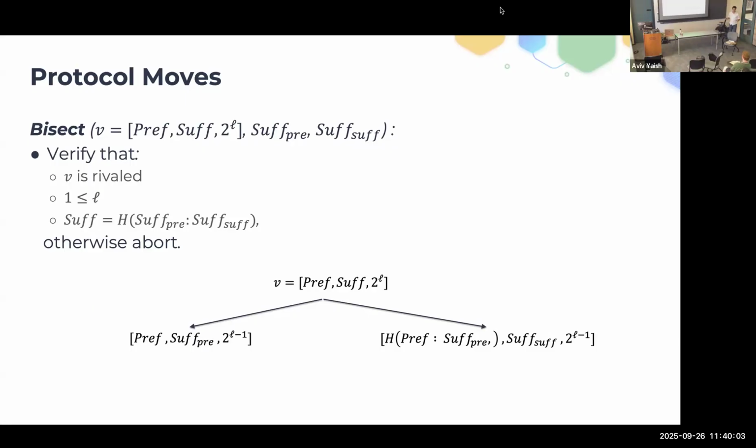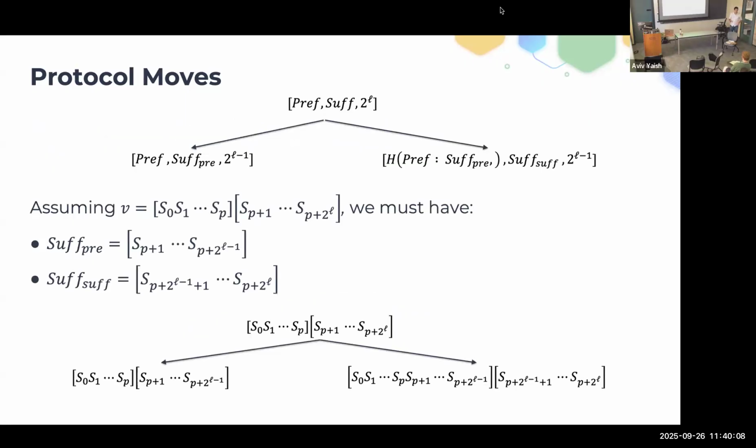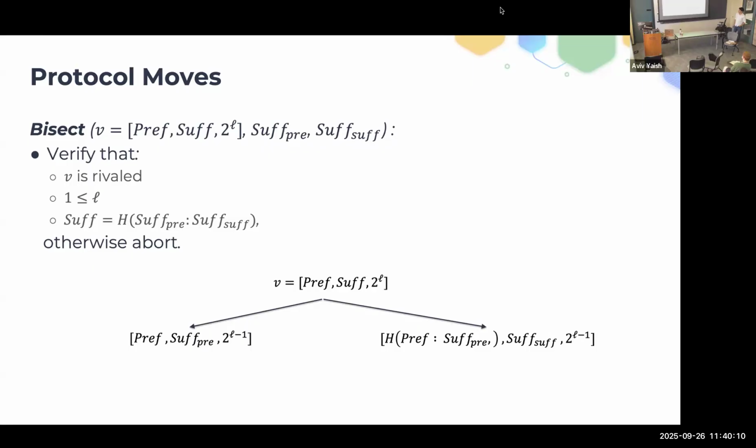Okay. Any other questions? Sorry, for the V's rival condition, I remember you mentioned the rival definition. Basically, it means that there's some other V at the same level. Yes, exactly. Because they have to share the same prefix, right? They're at the same height, but they disagree. It's another node that says, I'm assuming that Pref is correct, I'm just disagreeing on the suffix. Okay.